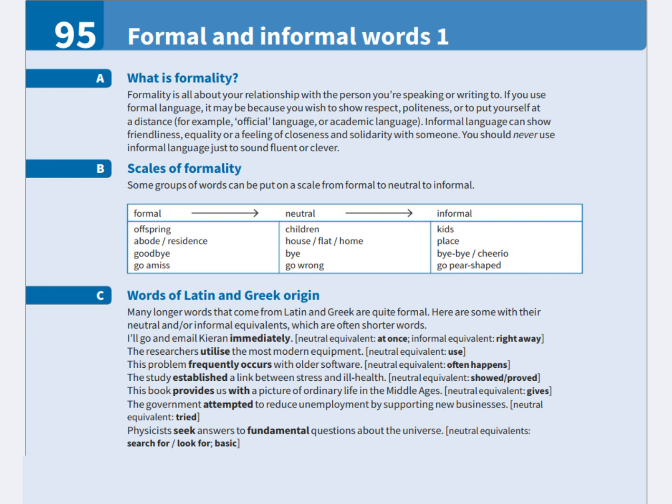The verb establish can mean to show or prove that something exists. The study established a link between stress and poor health. The verb provide may be used formally instead of give. This book provides us with a picture of ordinary life in the Middle Ages. The verb attempt is more formal than try. The government attempted to reduce unemployment by supporting new businesses. The verb seek is a formal equivalent of search for or look for, while fundamental can mean basic. Physicists seek answers to fundamental questions about the universe.